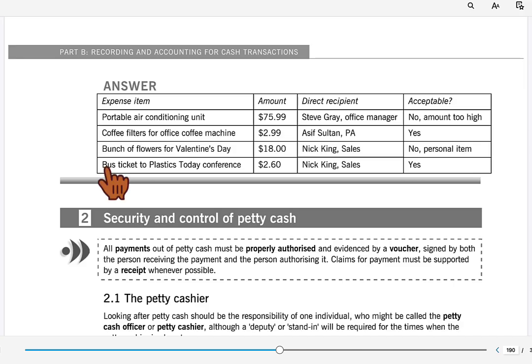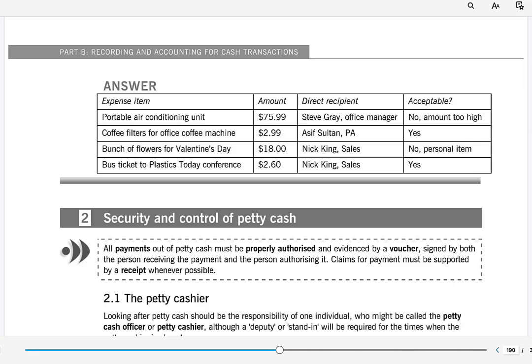Item 4. Bus ticket to Plastics Today conference. Amount is $2.60. Paid to Nick King, sales. Answer is acceptable. Why is it acceptable? First reason, the amount is small. $2.60 is a typical petty cash payment. Second reason, it is a business reason. The employee is traveling for a work conference. Travel costs for work are business expenses. Third reason, paying small travel costs like bus fares from petty cash is very common. So the answer says yes.